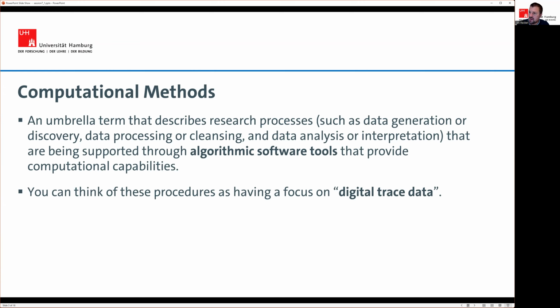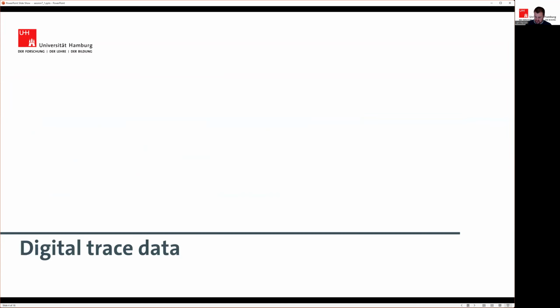If you want to use an analogy to contrast computational methods with other types of research methods, such as quantitative and qualitative methods, where quantitative methods have a focus on numbers, qualitative methods have a focus on words, and design methods have a focus on artifacts, you can think of computational methods as having a focus on digital trace data. And in this lecture, I want to explain more about what we mean with digital trace data.